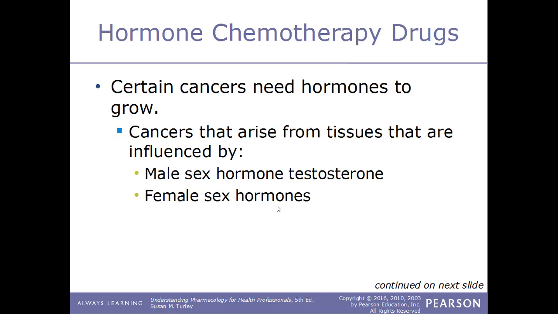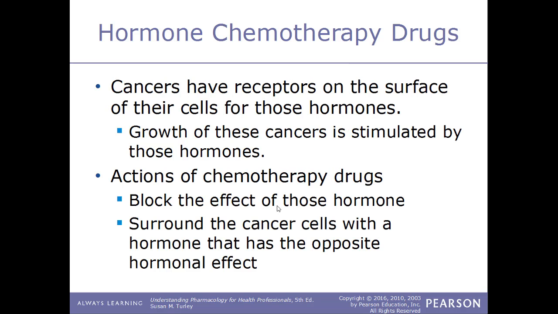Another kind of chemotherapy drug that we'll go over are hormone chemotherapy drugs. Now, certain cancers need hormones to grow, such as cancers that arise from tissues that are influenced by the male sex hormone, testosterone, and the female sex hormones. Now, the cancers will have receptors on the surface of their cells for those hormones, and the growth of these cancers is stimulated by the presence of those hormones. So the actions of chemotherapy drugs that treat these kinds of cancers work because they block the effect of those hormones, or they surround the cancer cells with the hormone that has the exact opposite effect.